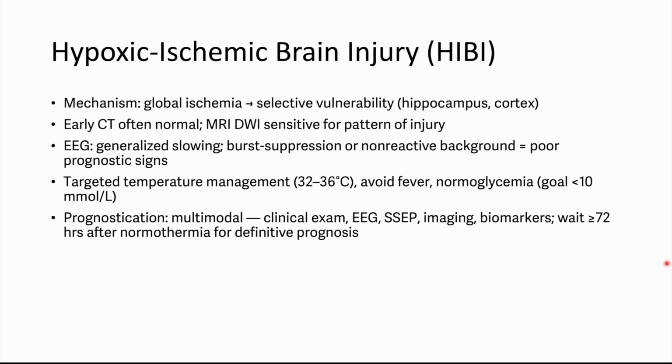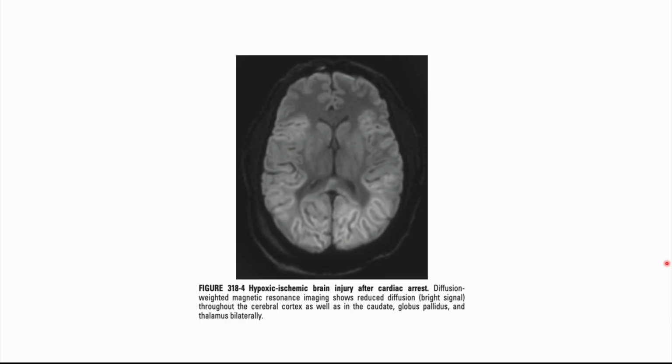Coming to the disease part, hypoxic-ischemic brain injury. So the mechanism is global ischemia leading to selective vulnerability of hippocampus and cortex. Early CT is often normal, so MRI diffusion weighted is sensitive for the pattern of injury. Then EEG shows generalized slowing, burst suppression or non-reactive patterns. And targeted temperature management is the mainstay of treatment, around 32 to 36 degrees Celsius. And avoid fever, keep them in normoglycemia. Goal is less than 10 mmol per liter. So this is the diffusion weighted magnetic resonance of hypoxic ischemic brain injury after cardiac arrest.